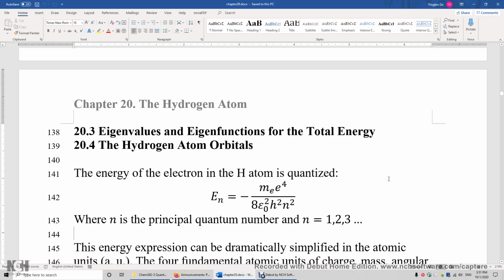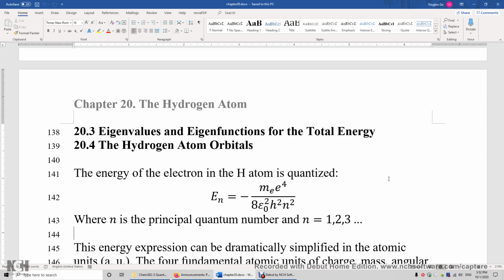Section 20.3, Eigenvalues and Eigenfunctions for the total energy. Section 20.4, The hydrogen atom orbitals. I put these two sections together in the same video because we will look at the eigenvalues and eigenfunctions for the total energy of the electron in the hydrogen atom. The hydrogen atom orbitals are described by these eigenfunctions. The atomic orbital energies are the eigenvalues.